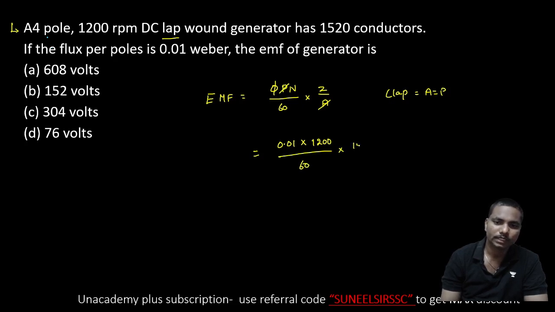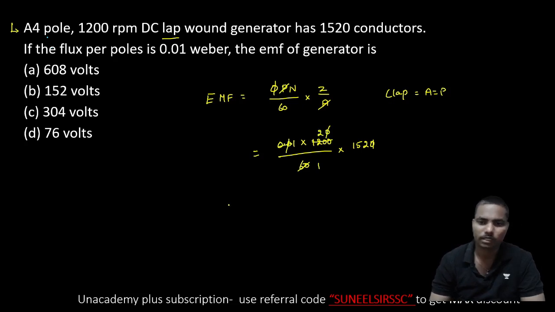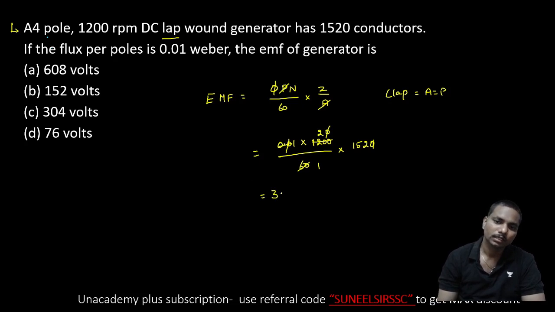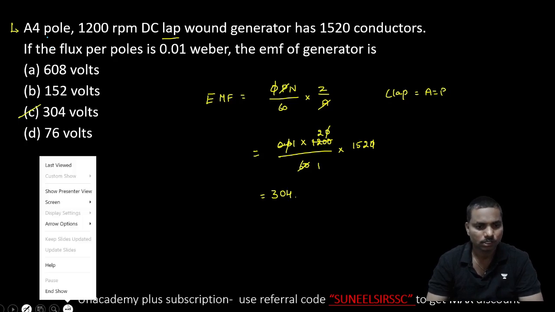number of conductors directly given. So very easy question. 60 ones, 62 zeros, 10 cancelled out, and this 0, this point 2 points will be cancelled out. So 152 into 2, that is nothing but 304. So the answer is option C.